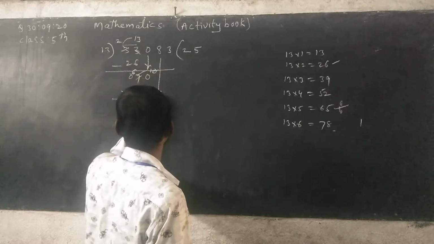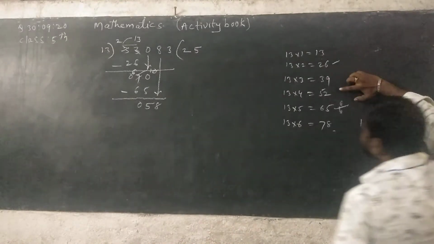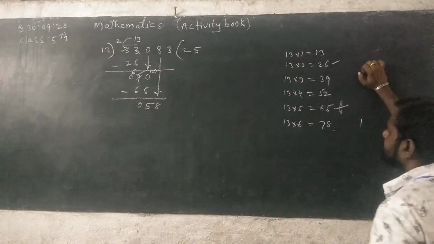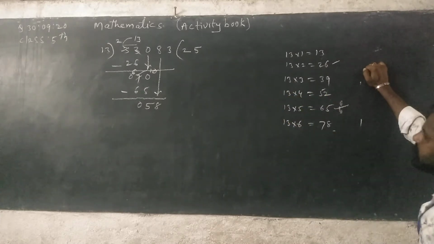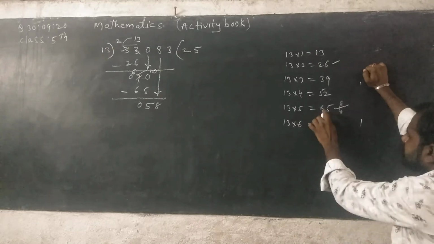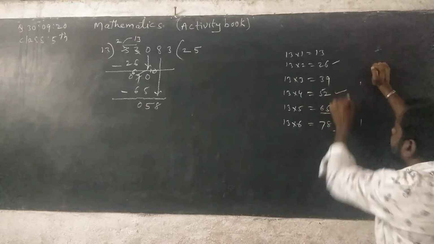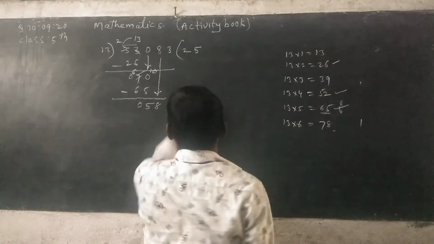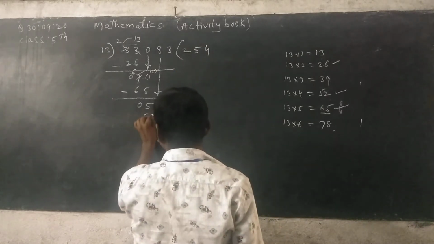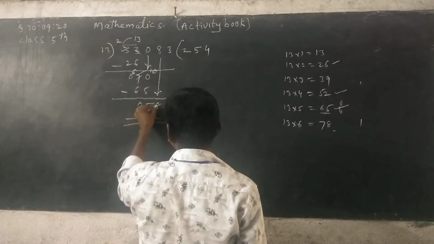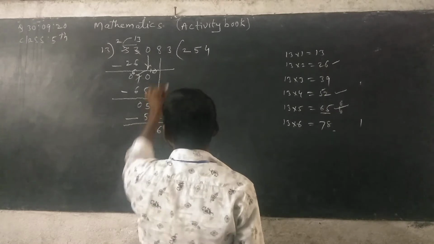Now bring down 8, 58. See here, 13 fours are 52. Next, 13 fives are 65. 65 is more than 58. Then you can take 13 fours are 52. See here, 8 minus 2, 6. 5 minus 5, 0.